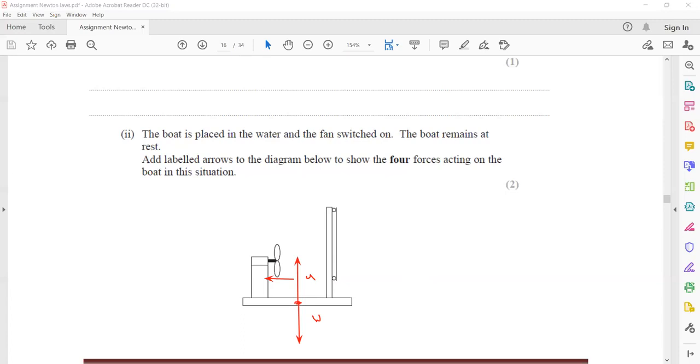And the last one, there will be a force, the thrust, which is the force exerted by the air on the sail. But these forces are balanced because they mention here it is at rest. So if something is at rest, it means the resultant force should be zero.